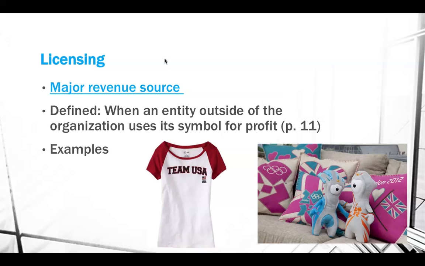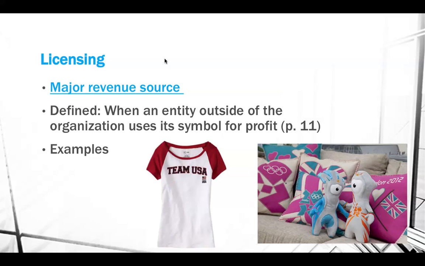But if you look at the Olympic Games, their major revenue sources, there's 4 of them. Sponsorship is a large one, and broadcasting rights is a large one. But they also make a lot of money off of licensing and ticket sales. And so for pretty much any sport organization, there are 4 main revenue sources: sponsorship, broadcasting rights fees, licensing, and ticketing. And so what is licensing? Well, it's any entity outside of the organization that uses that organization's symbols for profit.